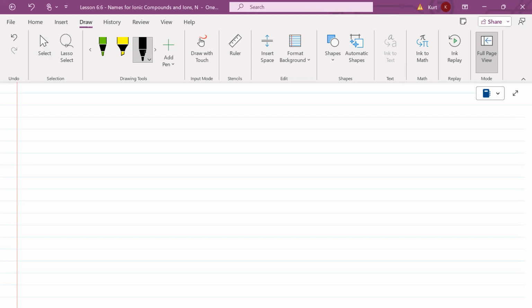Okay, so the name of the worksheet is naming compounds, and there are 20 problems. I'm just going to get started. Number 1 is CaF2. Both of these are monatomic ions. That's calcium, and that's fluoride. So the name is calcium fluoride.